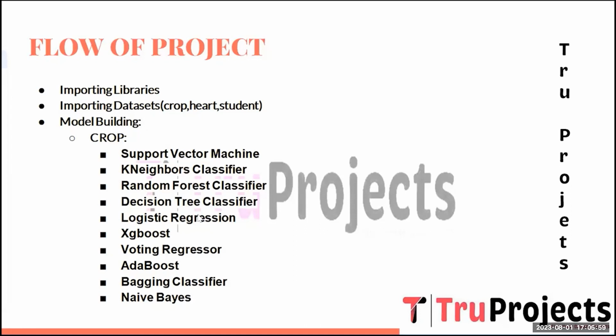And the next one is decision tree classifier. It is a tree-based supervised learning algorithm used for classification tasks. It creates a tree-like structure where each internal node represents a decision based on a feature and each leaf node represents a class label. The tree is constructed by recursively partitioning the data into subsets based on the most informative feature at each level.